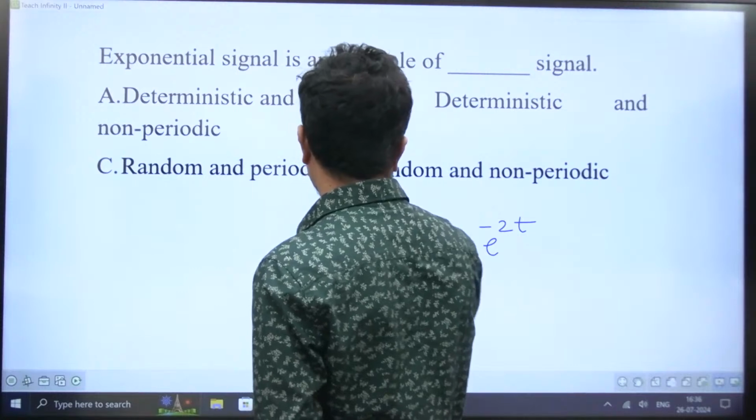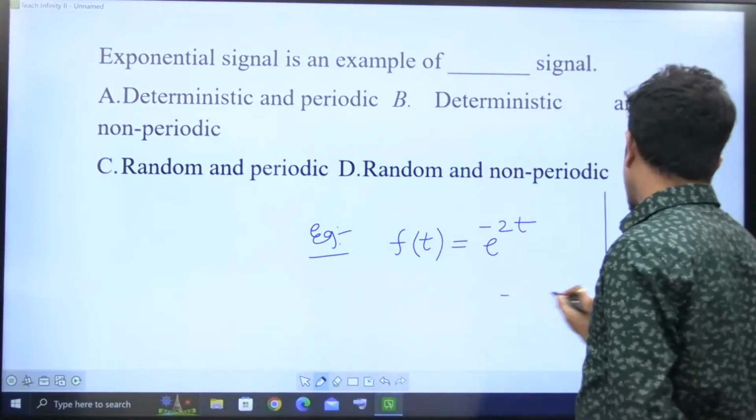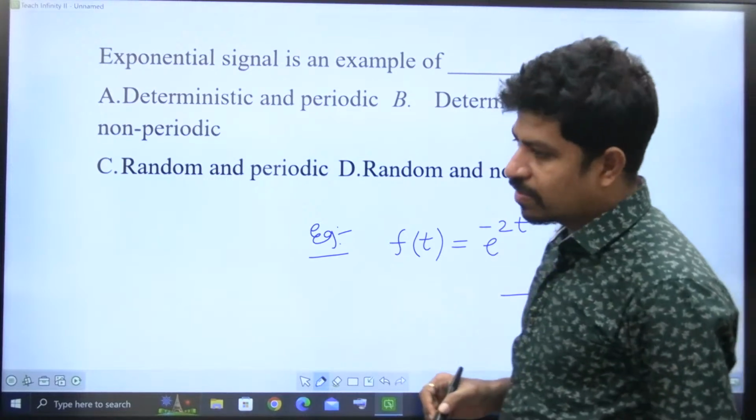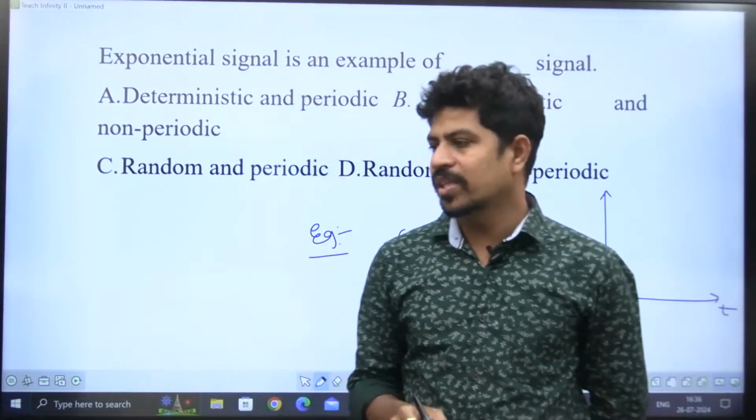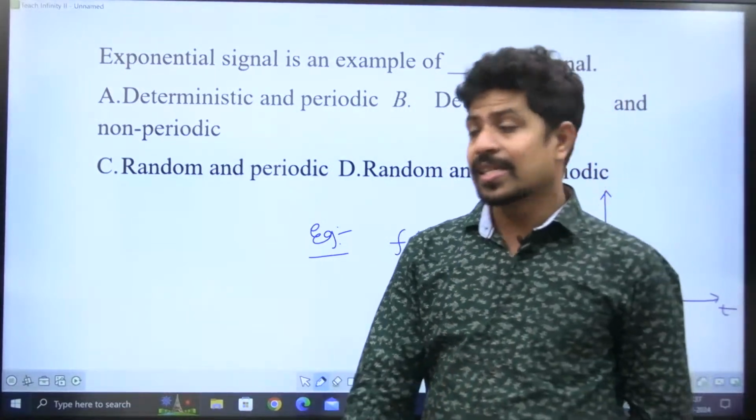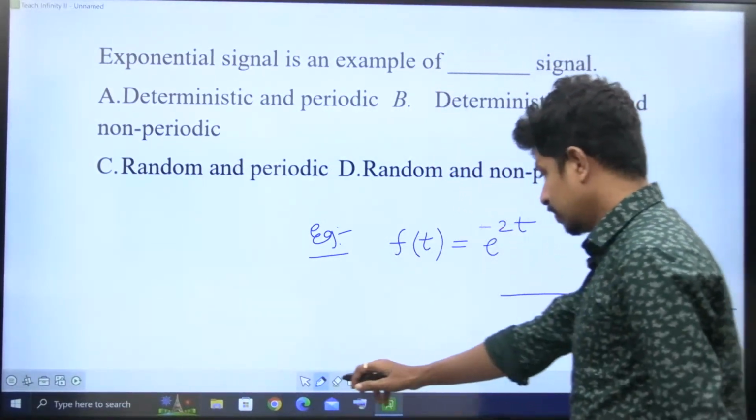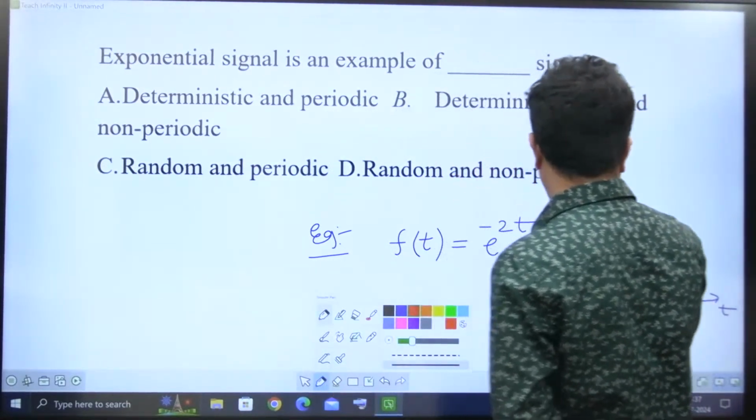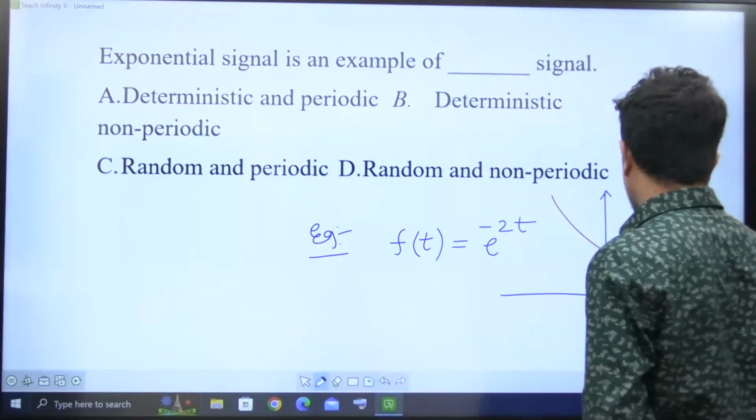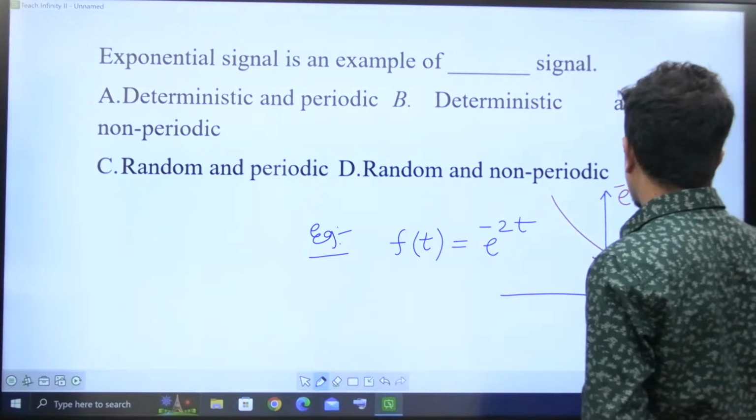First of all, if I draw its graph, yes, some basic questions have been asked from the subject of signals and systems. If I draw its graph, the graph looks like this. This is 0, right? And this is 1. This is the e power minus 2t graph.